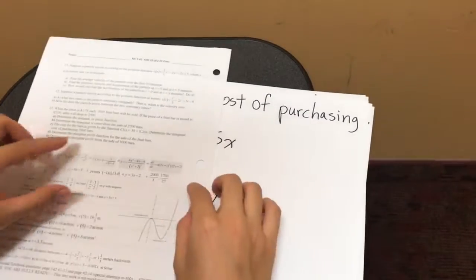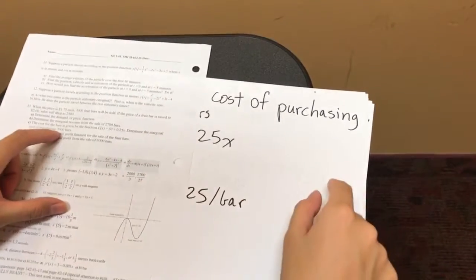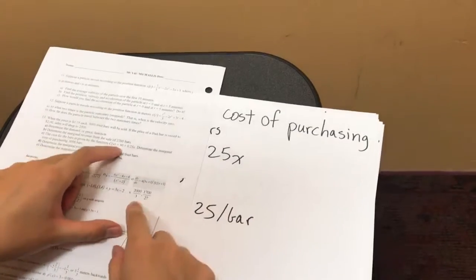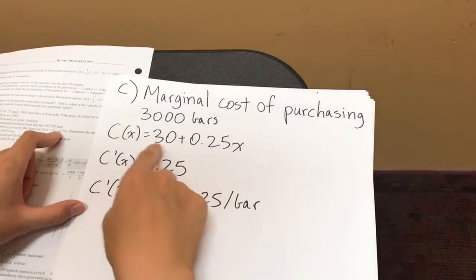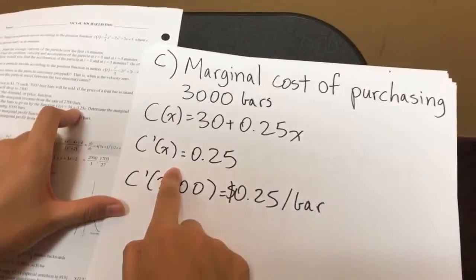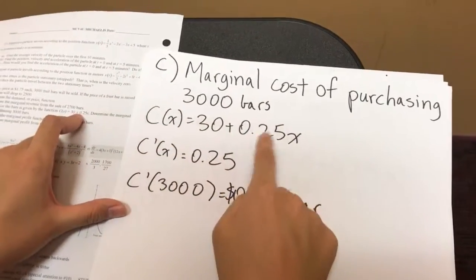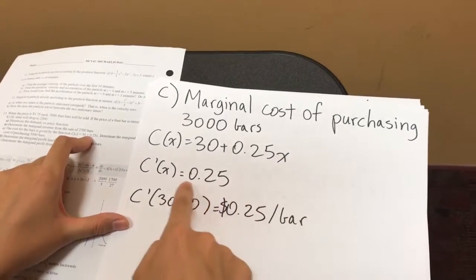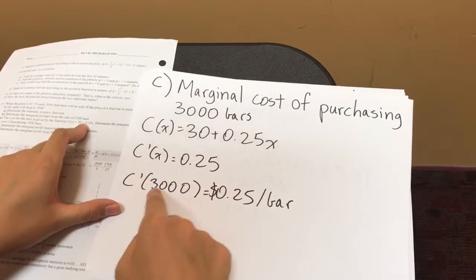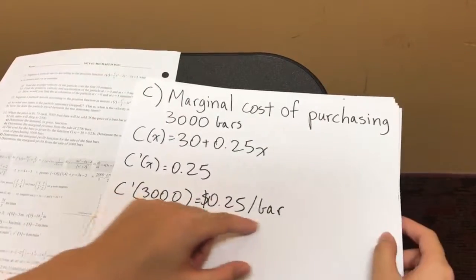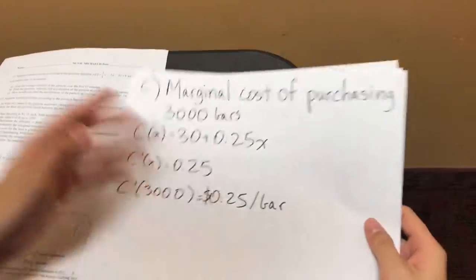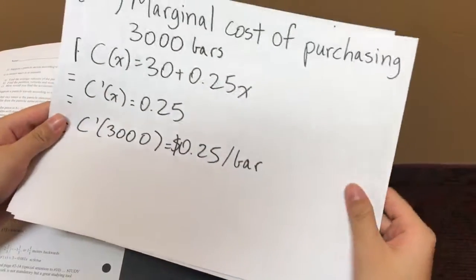Okay. So the third question is to determine the marginal cost of purchasing 3,000 bars, and they give you the cost function. So you take the cost function, and then to do the marginal cost function, all you have to do is do the derivative, and you end up with 0.25. Then you plug in your 3,000, but since you don't have anything to plug it into in the equation, it's basically just 25 cents per bar.